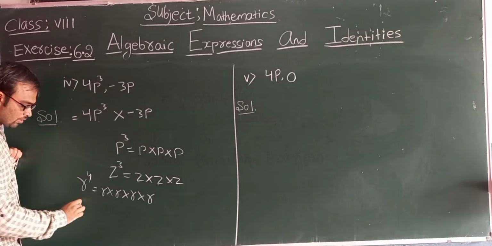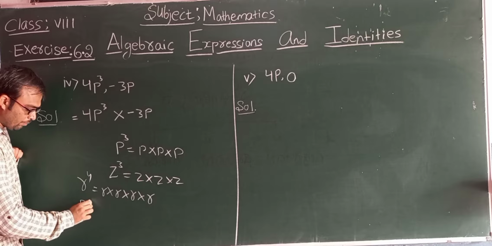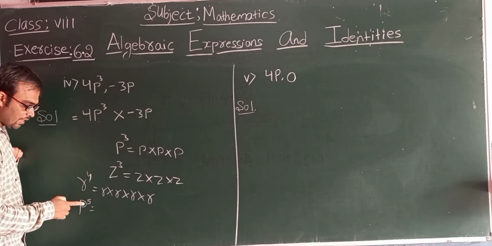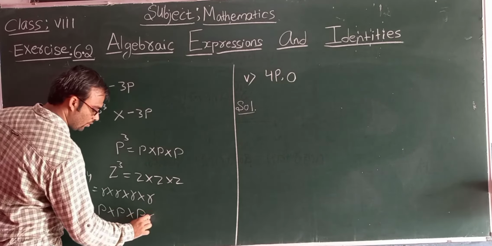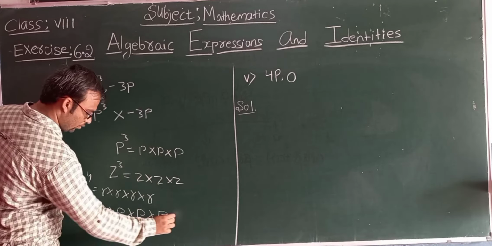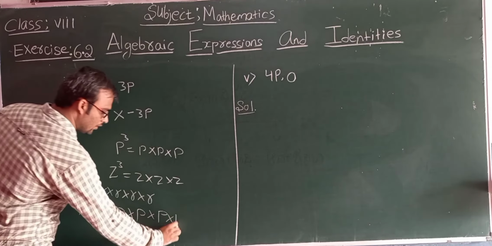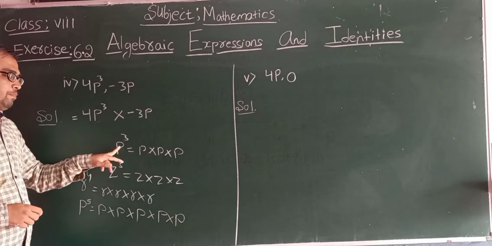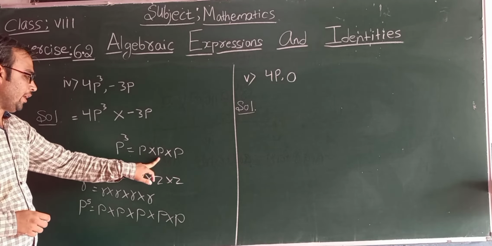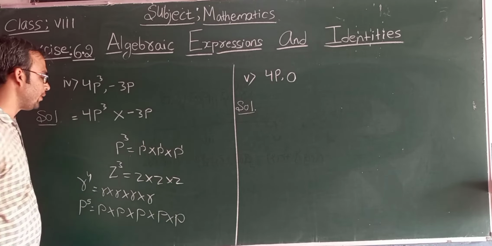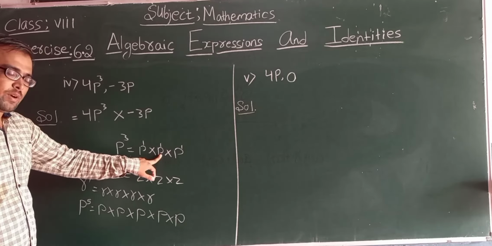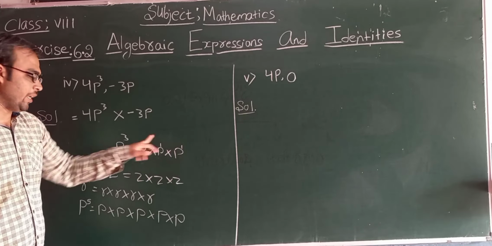If you come across such things, that is P to the power 5, here 5 is there, so it means P 5 times. Just don't get confused. P cube means P 3 times, that is P into P into P. Nothing is there, which means 1 will be there as the power.